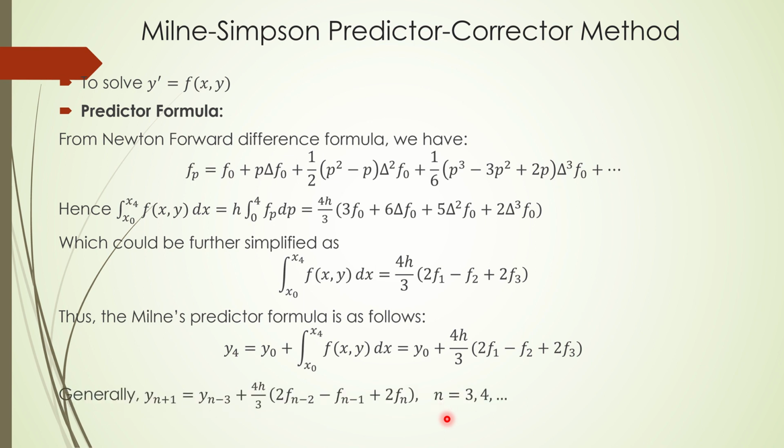More generally, the formula is y(n+1) equals y(n-3) plus 4h by 3 into (2f(n-2) minus f(n-1) plus 2fn), where n starts from 3 because we want to find y4 first. So if you put n equal to 3 here, you get y4. This will involve y naught, and f1, f2, and f3. If you put n equal to 4, obviously you'll get y5, this will be y1, and so on. So you can use this formula for prediction of y4, y5, and onward, wherever you want to stop.